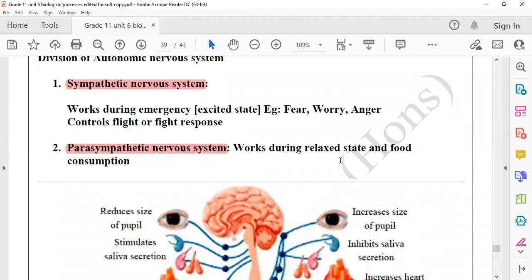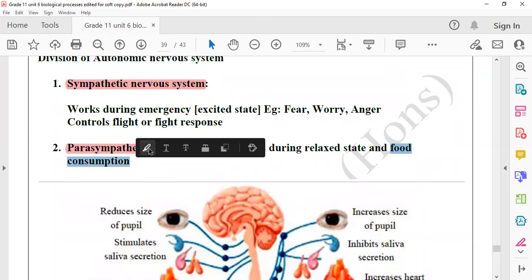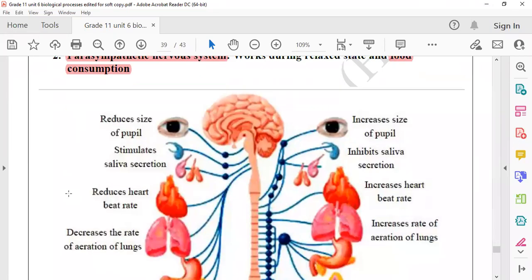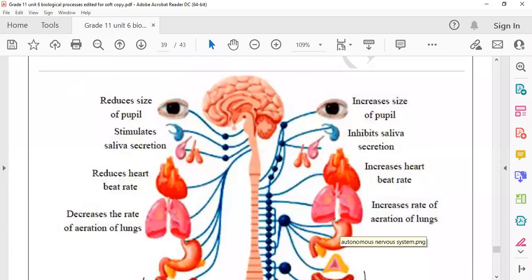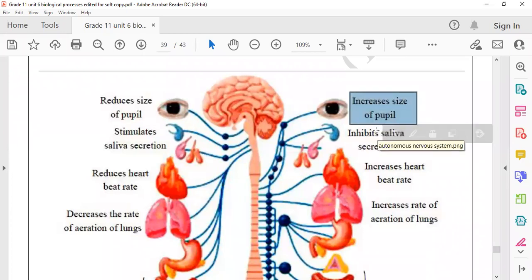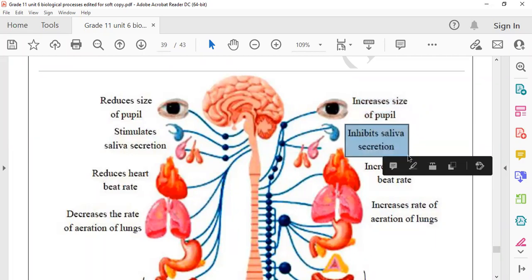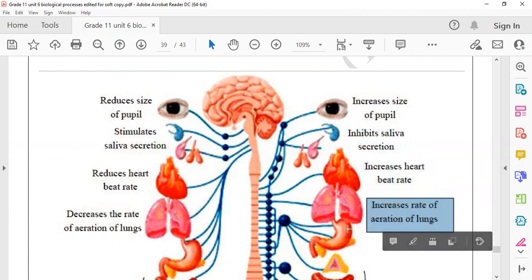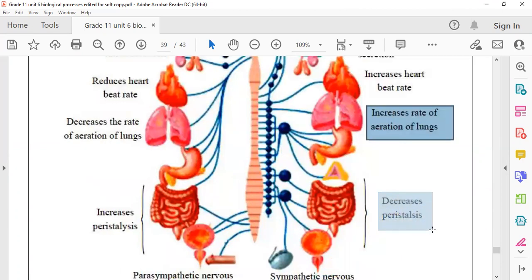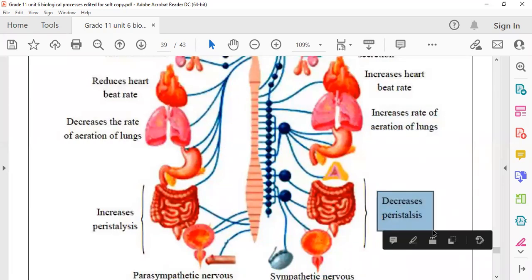Right. So when you are relaxed, or after food consumption, who is working? Parasympathetic is working. Now, when your sympathetic nervous system is stimulated, when you are feared, when you are excited, what things are happening? One thing, your eye pupil will become large. Saliva secretion will stop in your mouth. Your mouth will become dry. Heartbeat rate will increase. Breathing rate will increase. Peristalsis will decrease. Because peristalsis decreases, you will not feel hungry.